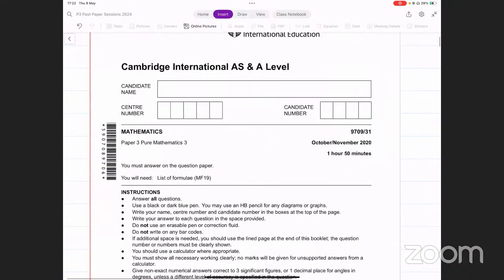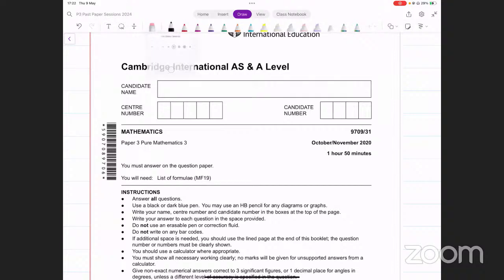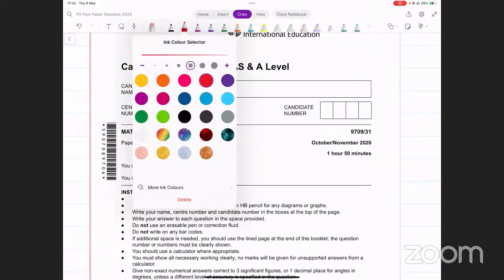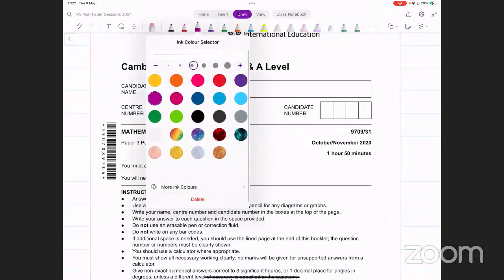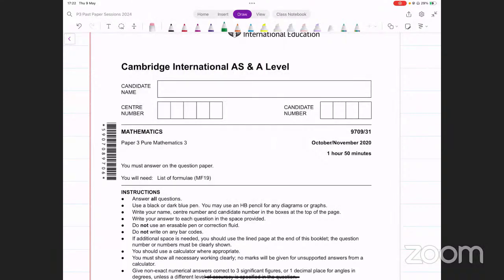Okay, everyone, let's begin with this then. November 2020, paper 3, variant 1. We are going to be doing difficult questions from this paper and then from paper 3-2 as well.